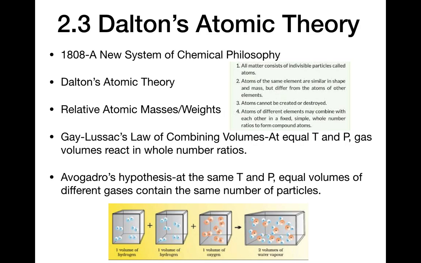And so the idea that equal volumes of gases react in whole number ratios, for example, 2 volumes of hydrogen react with 1 volume of oxygen to make 2 volumes of water vapor. Notice the 2 to 1 to 2 ratio, the whole number ratios that the gases react in. This was believed to be because the atoms or molecules were in fact reacting in those whole number ratios. That's based on Avogadro's hypothesis that because gases have quite a bit of space between their particles, equal volumes of different gases contain the same number of particles.